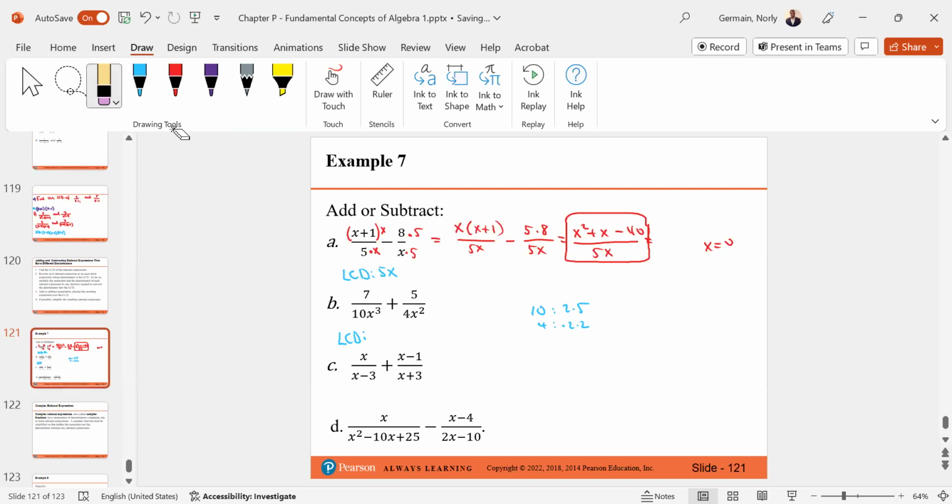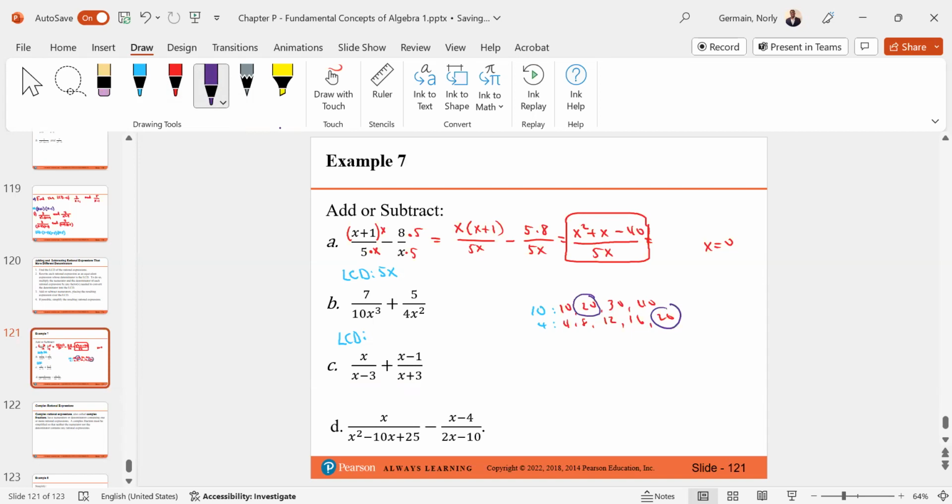Or, if you don't want to do prime factorization, you can list the multiples. For 10, you can do 10, 20, 30, 40. For 4, you can do 4, 8, 12, 16, 20. The least common one, the one you find first, is 20. So you know it's going to be 20.